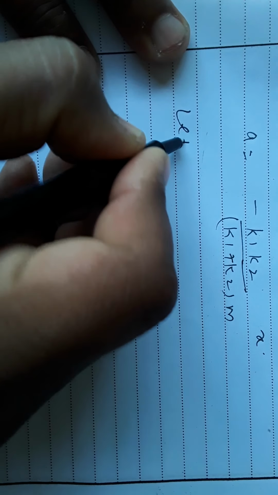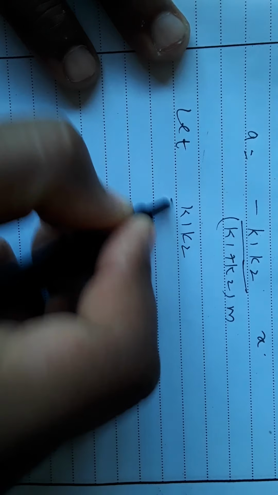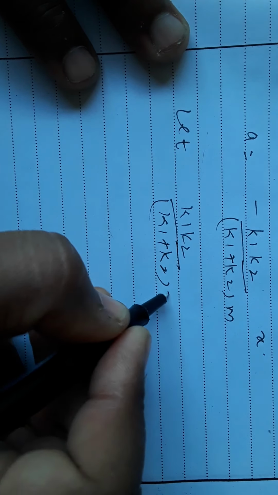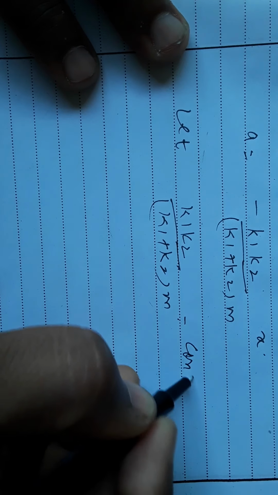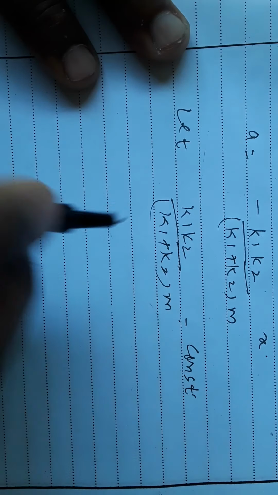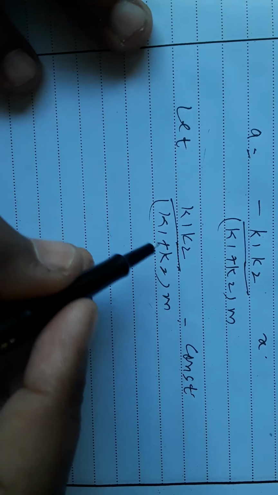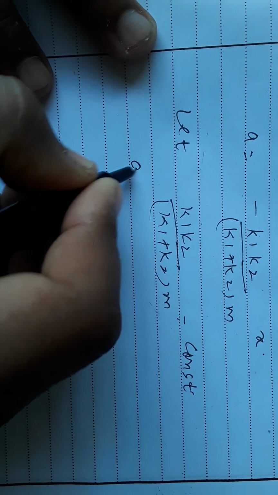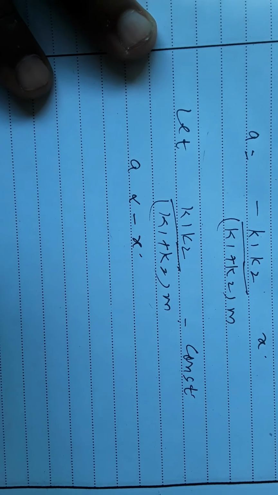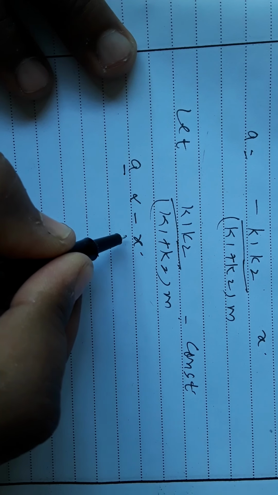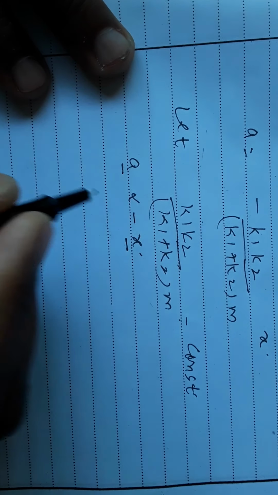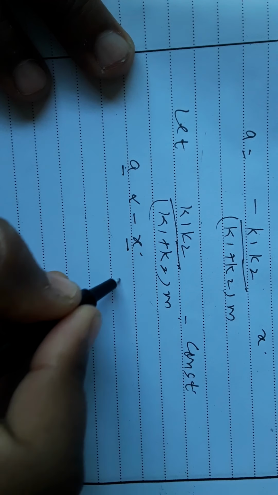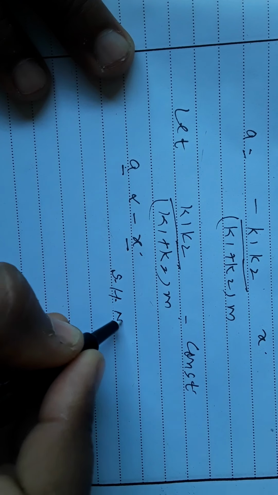Let K1 K2 upon (K1 + K2) into m is constant. Because K1, K2 spring constants, m is mass, it is constant. So we can say a is directly proportional to minus x. Acceleration is directly proportional to the displacement. Negative sign shows their direction is opposite. So motion is simple harmonic motion.